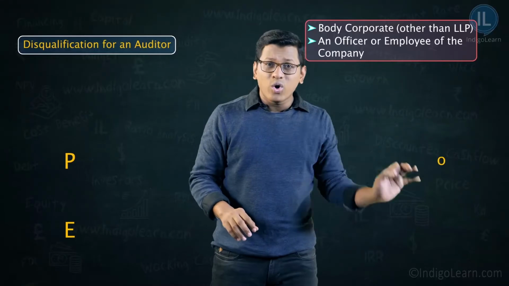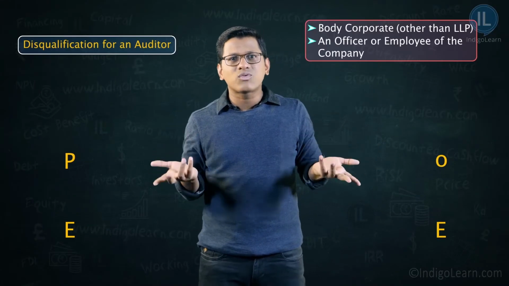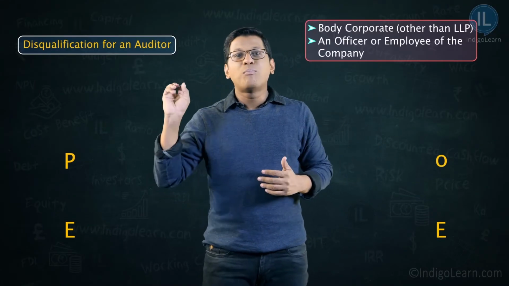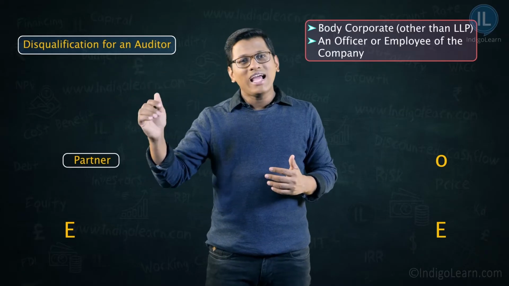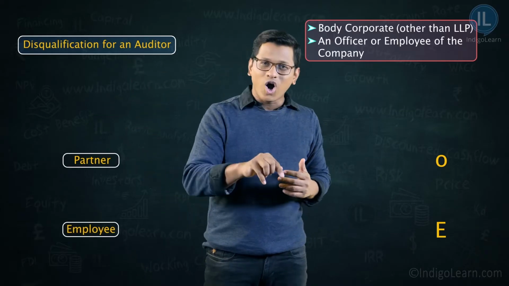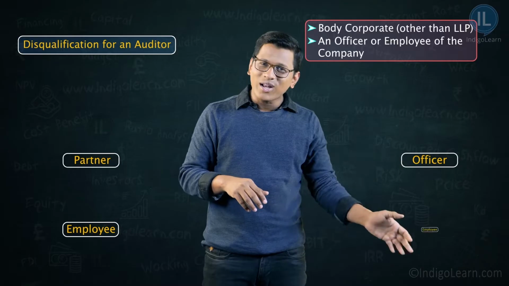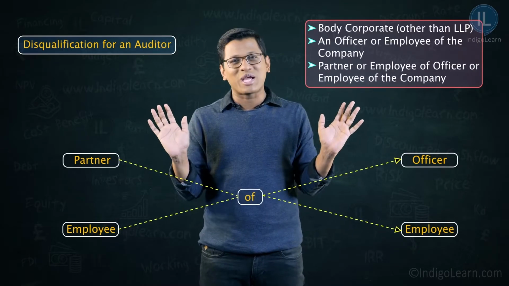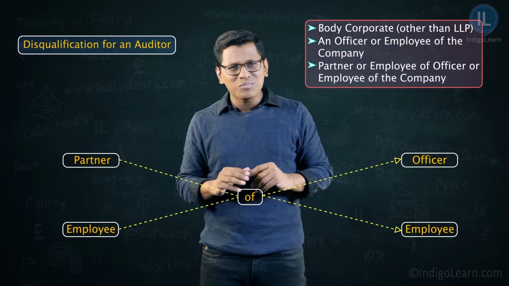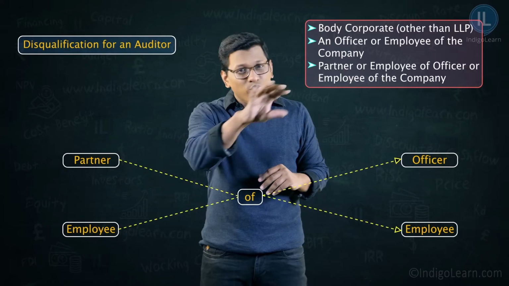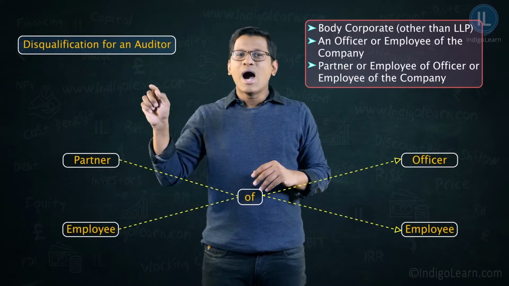PE of OE also disqualified. Sir, what is this language? Listen. Partner or employee of officer or employee also disqualified from being appointed as company auditor. What does it mean? Now, basically there are four relationships coming out of this.